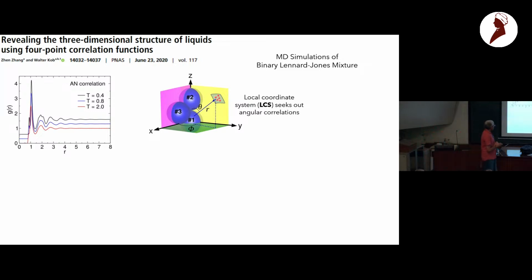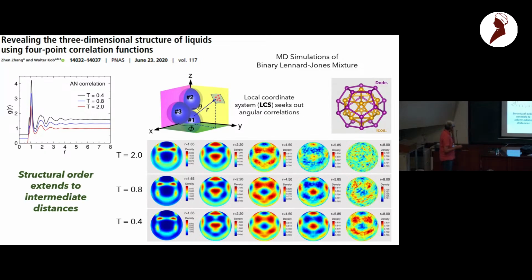All right? And now what you do is you ask the probability of finding a fourth particle at a distance r, theta, phi. All right? So instead of doing the angle averaging, which is what the pair correlation does, this approach basically seeks out angular correlations. And you have to do it for every triplet in the system, and then you have to rotate the coordinate system, average it out, and then you get the structure. Okay? And when you do this, what you find is this sort of remarkable angular order that's there.